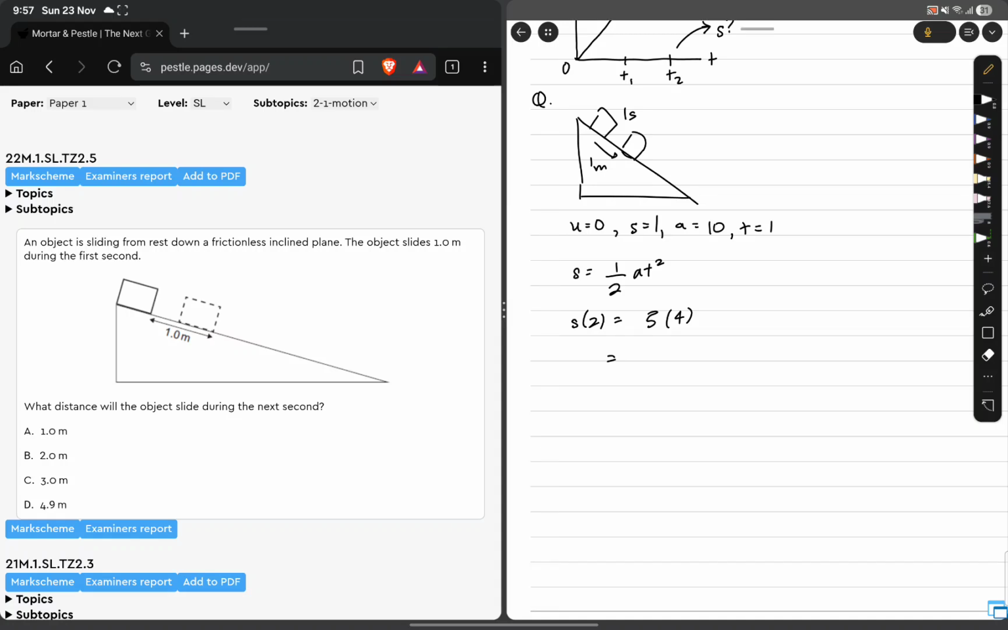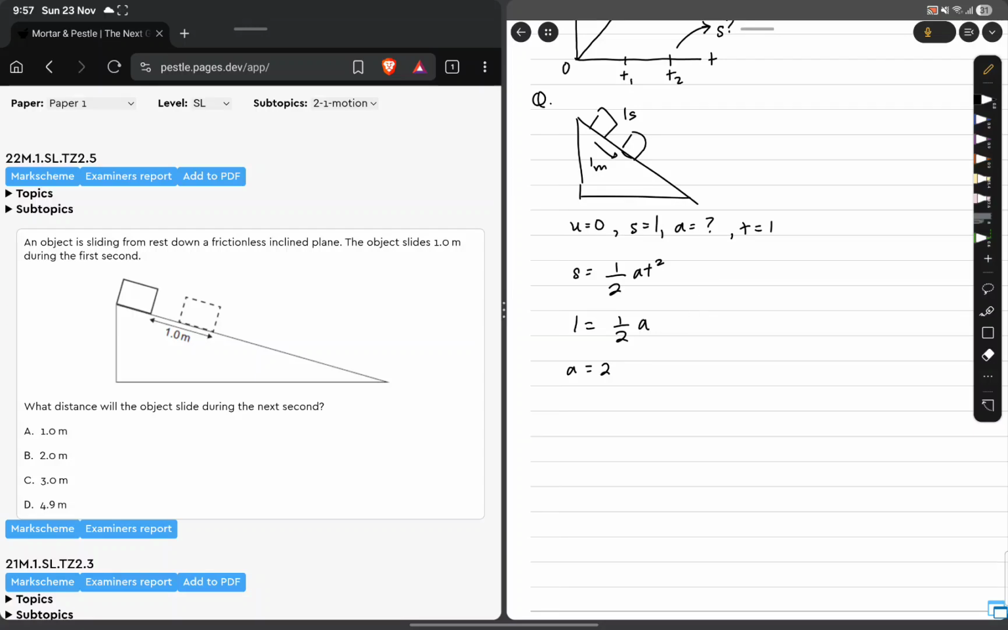Oh wait, I made an error. It's not gravity actually at all. So it undergoes a constant acceleration, but it's less than gravity. So okay, we can find out what the acceleration here is. This just becomes half a. That means a is 2 meters per second squared.